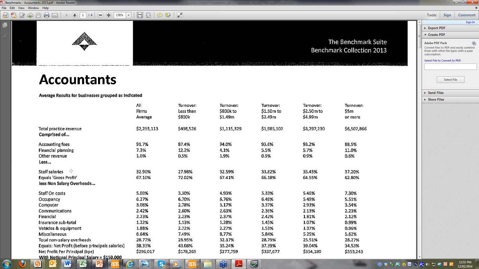All the accountants out there probably know that historically, when you're running an accounting firm, a third of your turnover would be spent on wages, a third would be spent on overheads, and a third was hopefully profit to the owner.